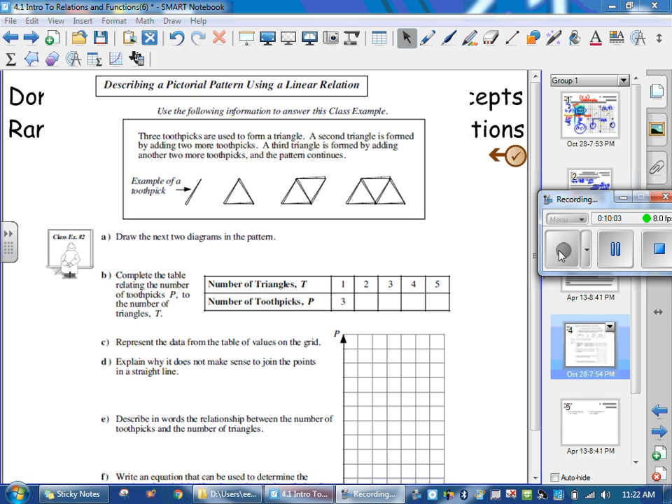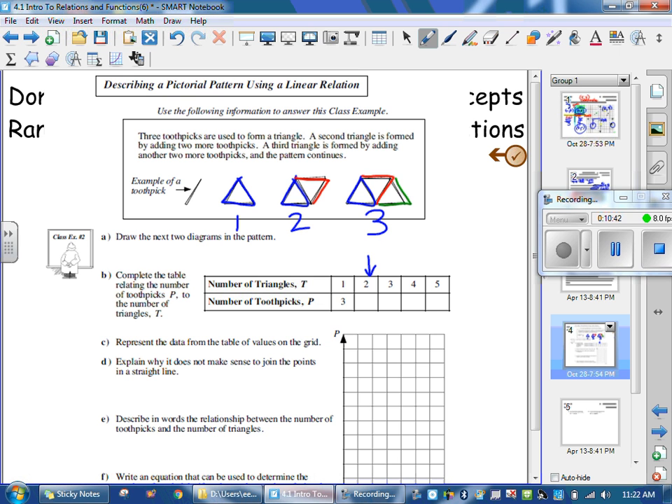So here's our original triangle. And what they're showing us is that to make a second triangle, they're only adding 2 separate toothpicks. So they added those 2 separate toothpicks to make 2 triangles, and they added 2 more to make a third. Okay? So it wants to know how many toothpicks would be in each of these. So we would call this number of triangles. That's 1 triangle. Here's 2 triangles. Here's 3 triangles.